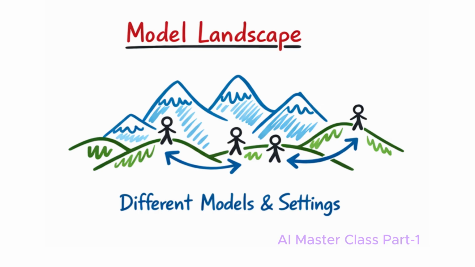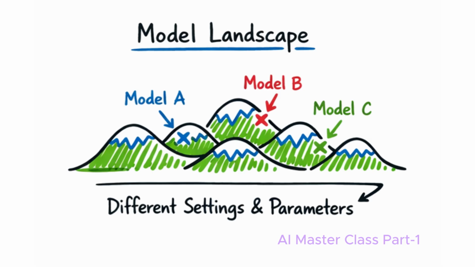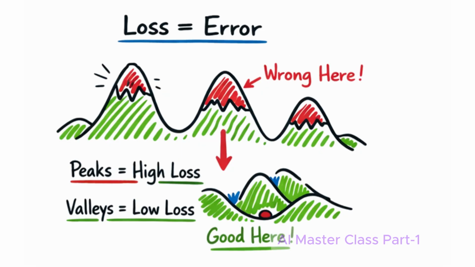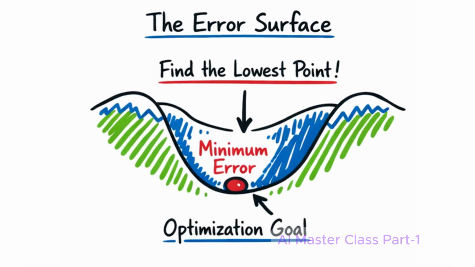Now, can you visualize a landscape like a hilly area with mountains and valleys? Every point on that landscape represents a different version of the model with different settings and parameters. The height of any point on that landscape represents the loss, which means how wrong the model is at that particular point. So we can say that peaks and hills are where the model is very wrong, and the valleys, which are the low points, are where the model is doing well because the loss value is small. This entire landscape we can call the error surface. And the only job of optimization is to find the lowest point in this landscape, because that is the point where the model makes the least error.